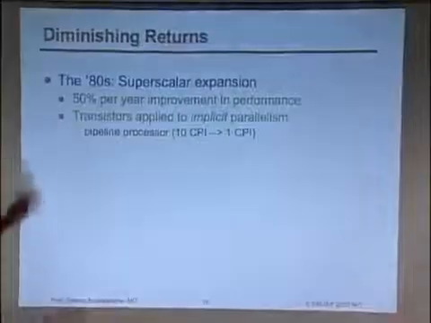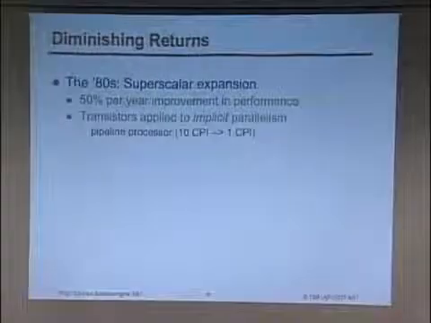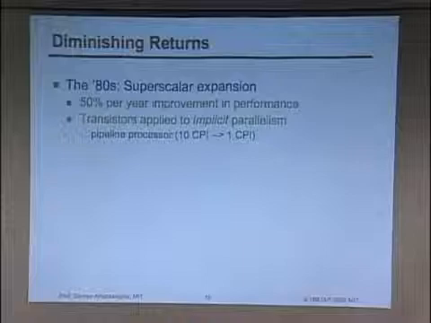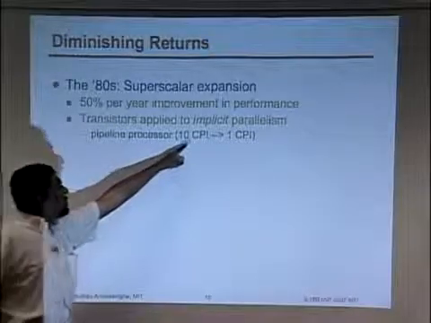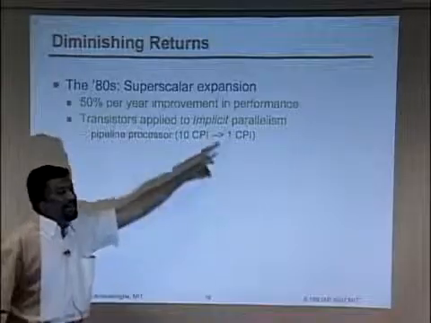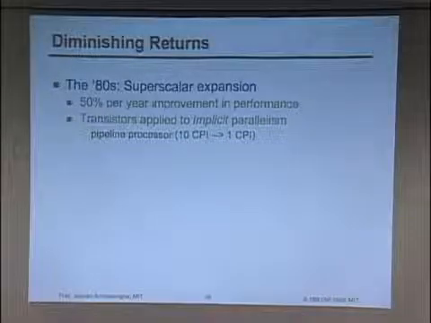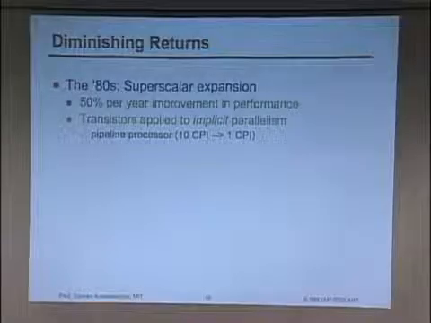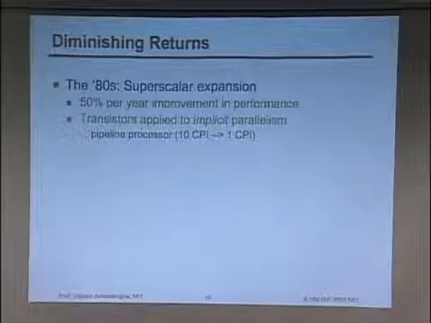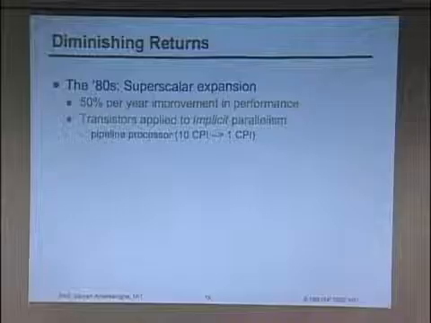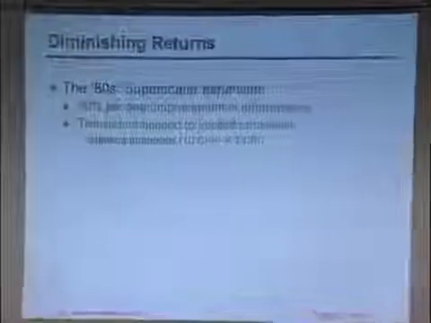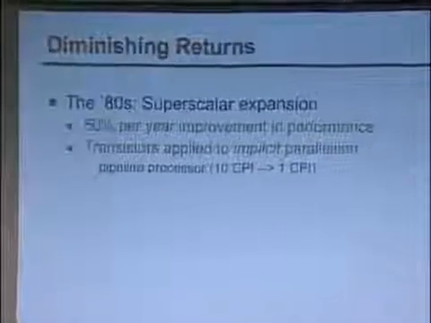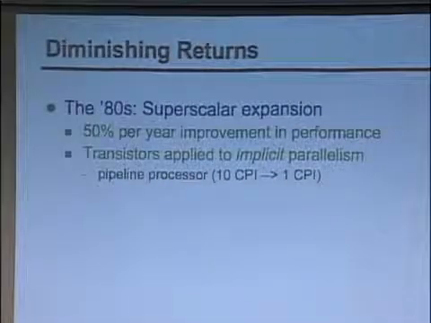The final thing is diminishing returns. If you look at the 80s, that is the era of superscalars. We had amazing performance improvements. When you started the decade, CPI, clocks per instruction, meaning how many clocks you have to run to get one instruction going, was about 10 clock cycles on average. At the end of the decade, we went to about 1 clock cycle per instruction. So every clock cycle, we get a new instruction graduated.